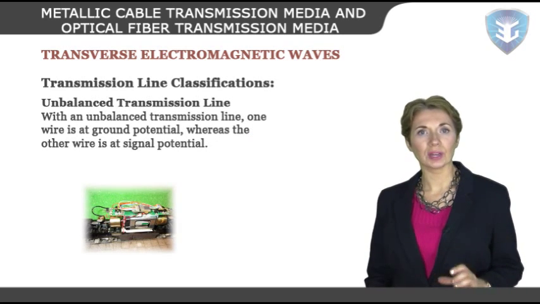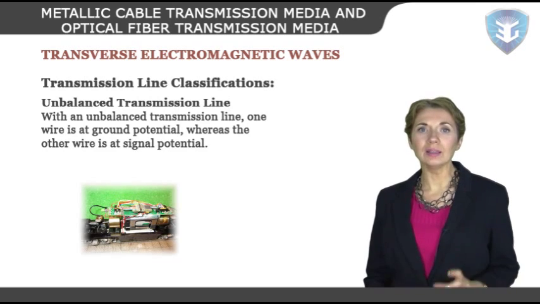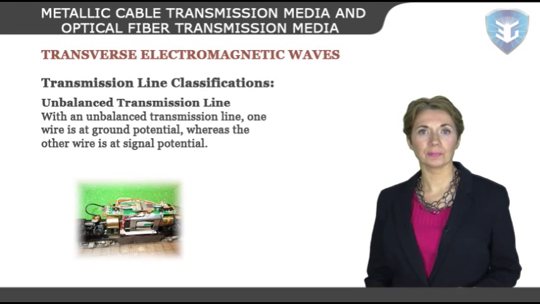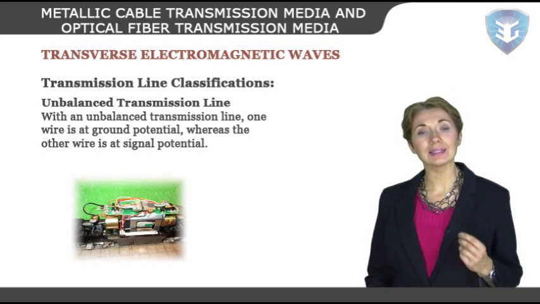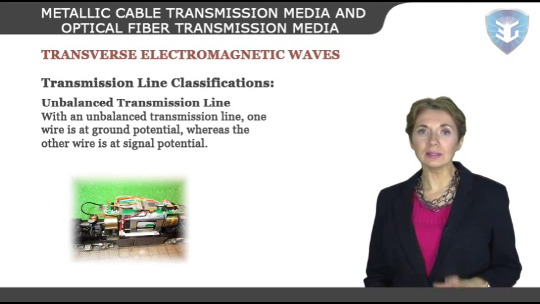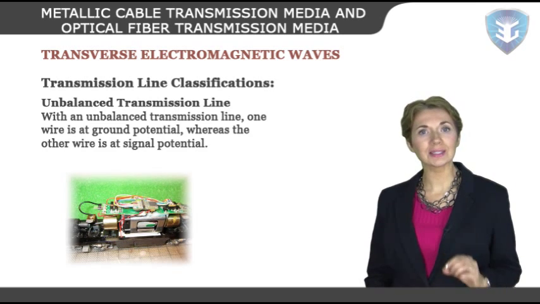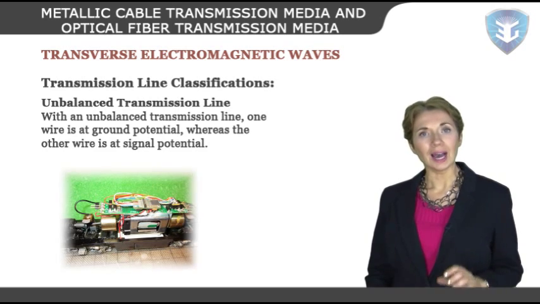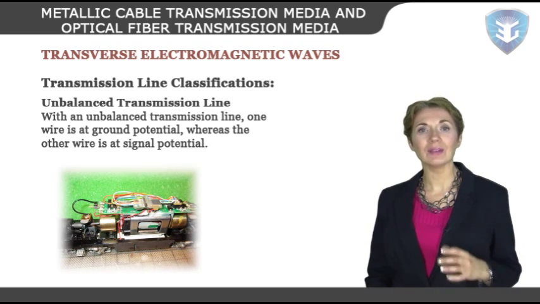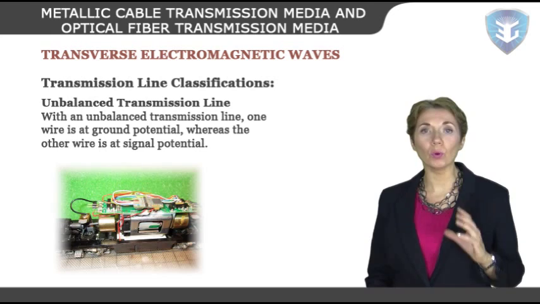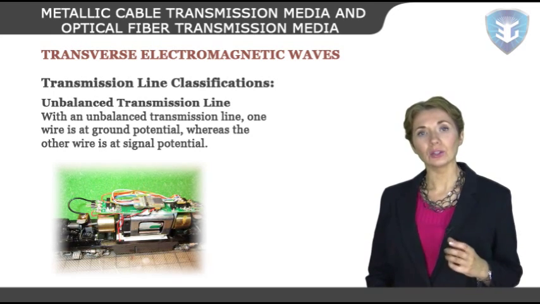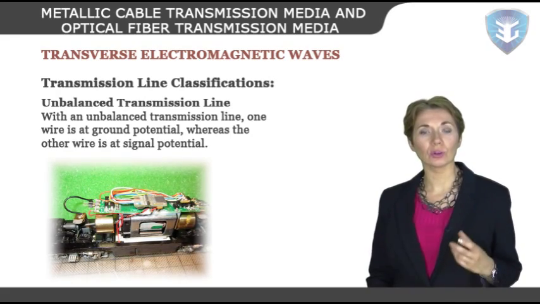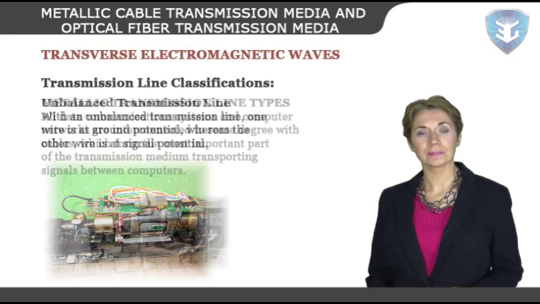Unbalanced transmission line. With an unbalanced transmission line, one wire is at ground potential, whereas the other wire is at signal potential. This type of transmission line is called single-ended or unbalanced signal transmission. Unbalanced transmission lines have the advantage of requiring only one wire for each signal, and only one ground line is required no matter how many signals are grouped into one conductor.